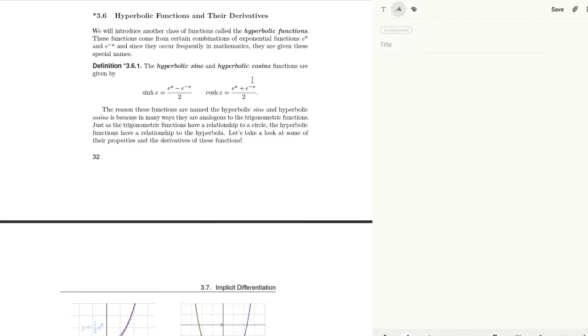Now the reason they are named the hyperbolic sine and hyperbolic cosine is because they are in many ways analogous to the trig functions. The trig functions have a relationship to a circle, whereas the hyperbolic functions will have a relationship to the hyperbola. So let's take a look at the graphs of these functions as well as their derivatives.